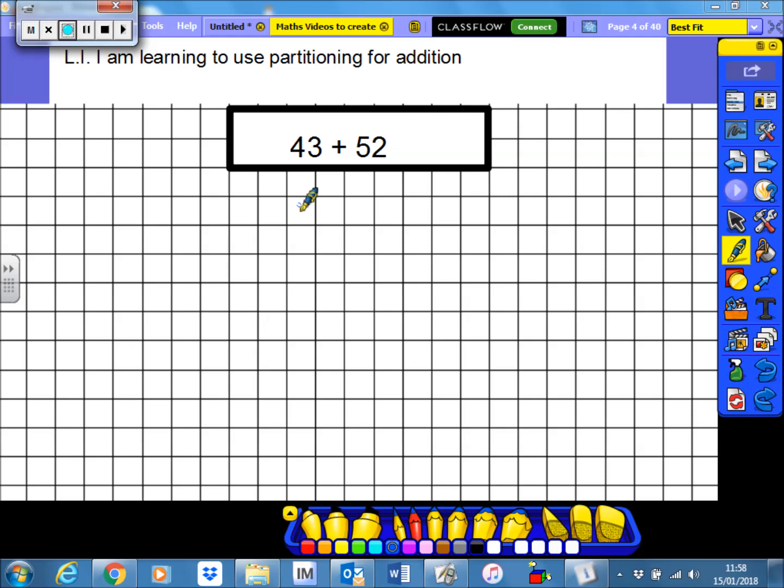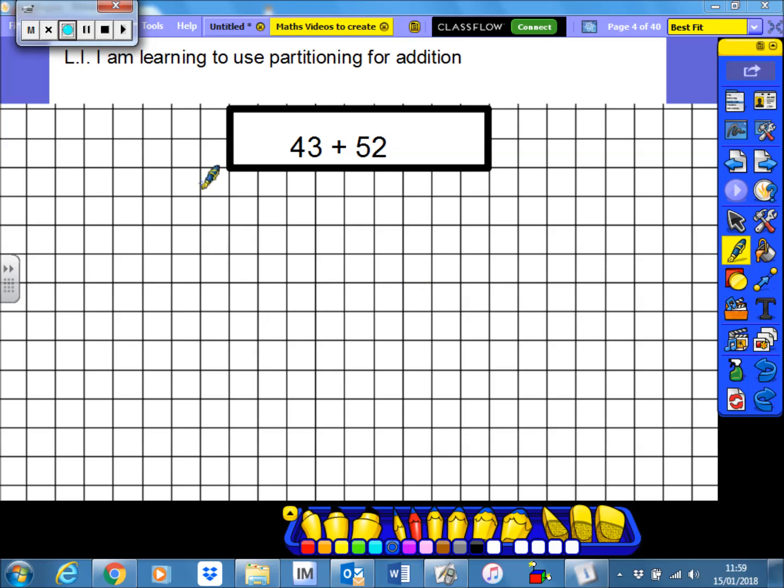Hi guys, in this video we're going to be looking at how to add two numbers together using partitioning, or what is sometimes referred to as the split method. One of the useful things about using the split method is it removes the need for any exchanging. So if you have had problems with exchanging when it comes to doing formal addition problems like chimney sums, then using partitioning like this will perhaps solve that problem for you.